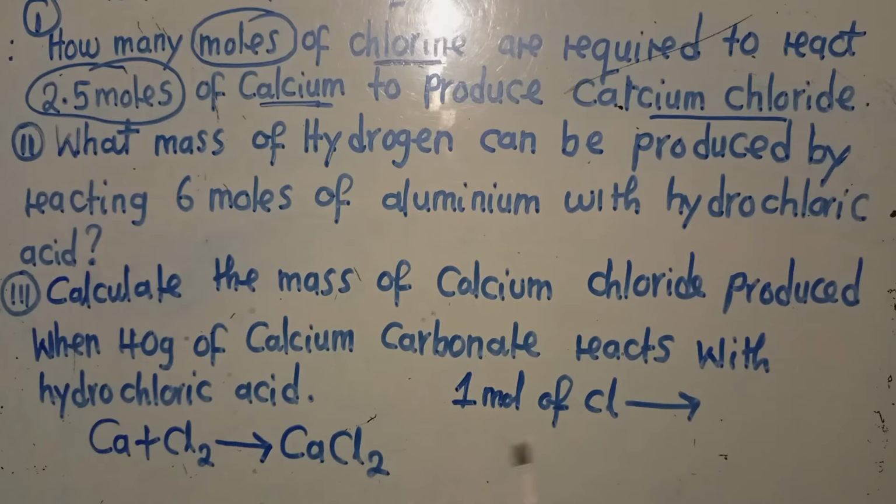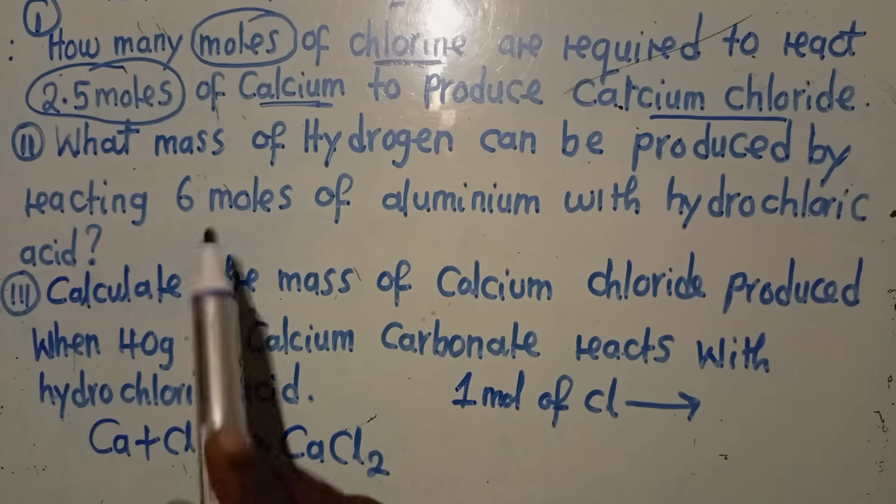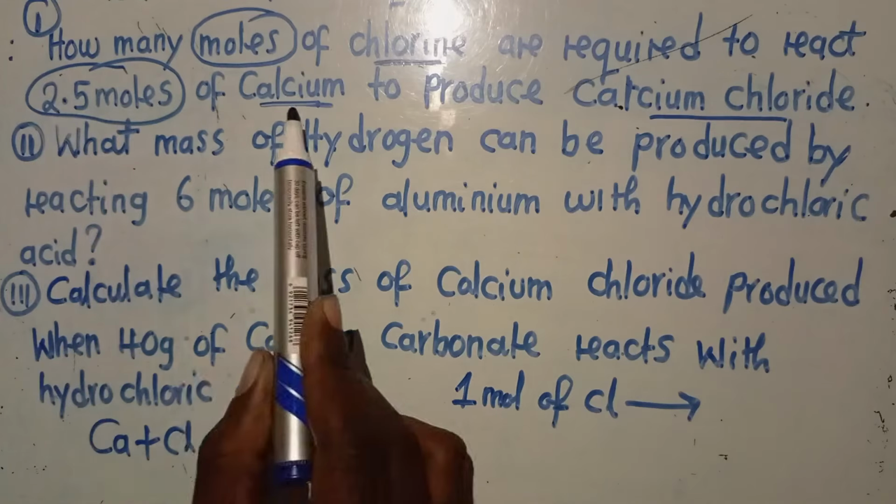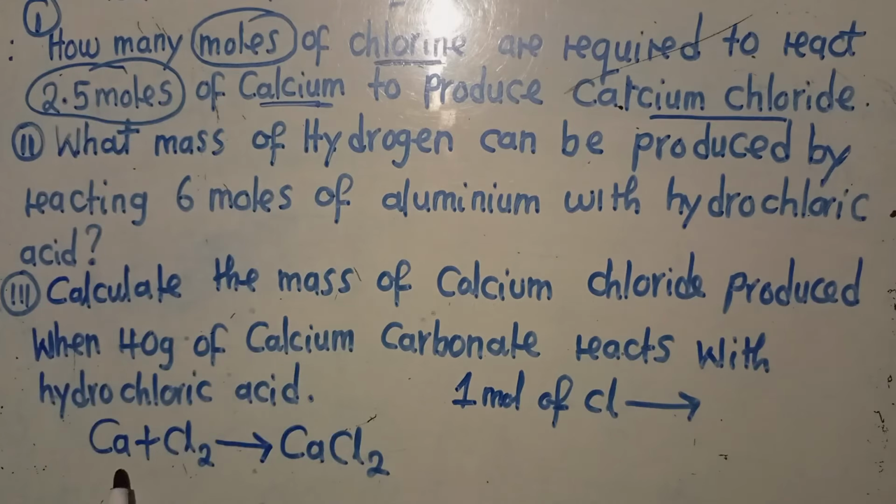So I'm equating the two. Chlorine is 1 mole. Then I'm given 2.5 moles of calcium. Calcium is also 1. There is a 1 there, so I also say 1 mole of calcium. Hope you're able to see. I just equate these two. Chlorine is having 1 mole, and even this one is 1 mole. The moles are the ones that we get from the balanced equation. Even here I haven't put anything, so there is a 1. So it's 1 mole to 1 mole.